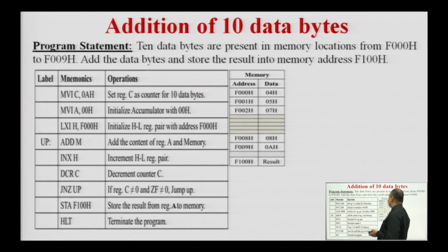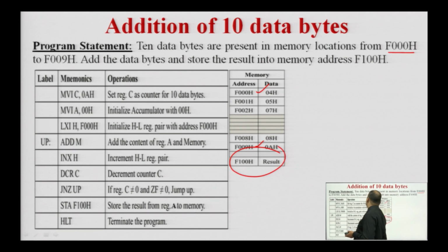Next is the addition of 10 data bytes. The 10 data bytes are present in memory locations F000H to F009H, and we will perform the addition operation and place the result into the memory location having address F100H. So this is the program which will perform the addition of 10 data bytes.